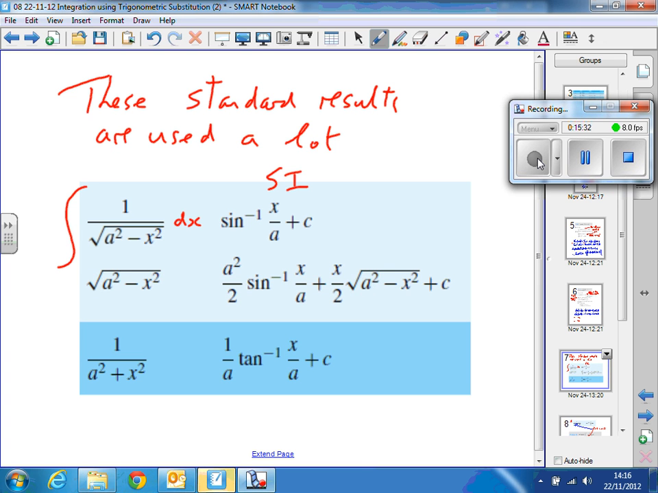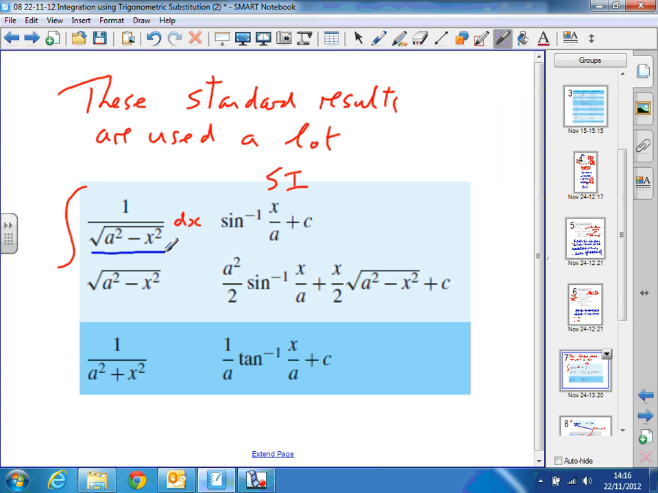So I'm not asking you to do anything if you get a problem like this other than just write the answer in this form: sine to the minus 1 of x over a, plus c. Sine to the minus 1 means the angle whose sine is x over a, plus a constant. We always add this constant at the end of the integral. So what's the integral of 1 over root a squared minus x squared? It turns out to be the angle whose sine is x over a.